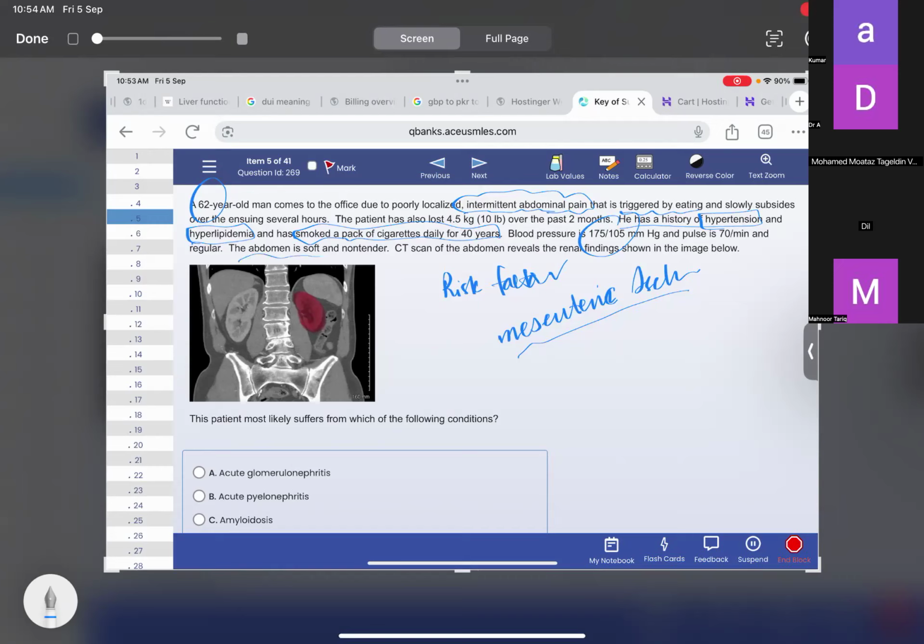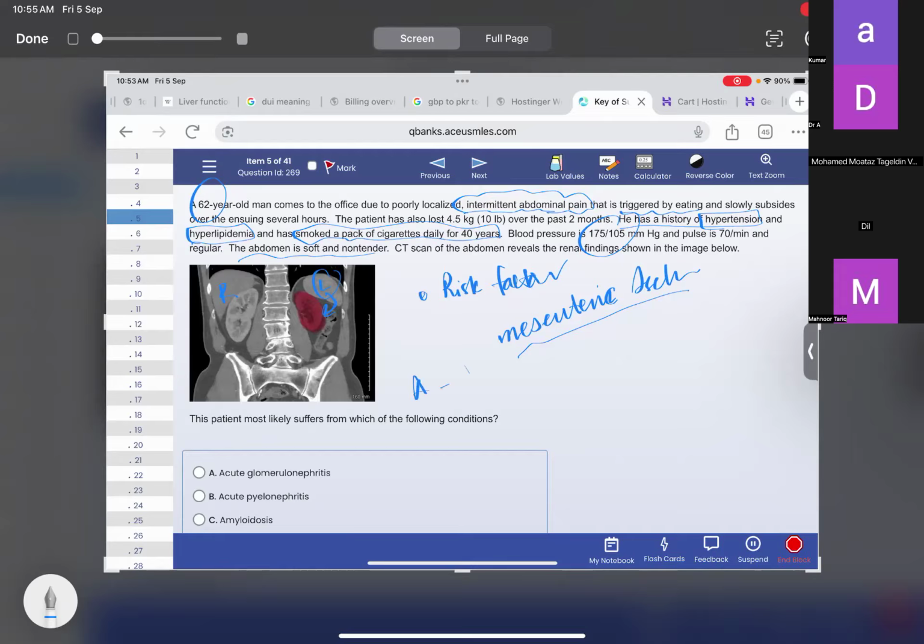And the abdomen is soft and non-tender, which means we don't have any obstruction. So what does the CT scan reveal? This is the right, this is the left. The left kidney is atrophied, smaller. So we have all the risk factors of atherosclerotic plaque, right?